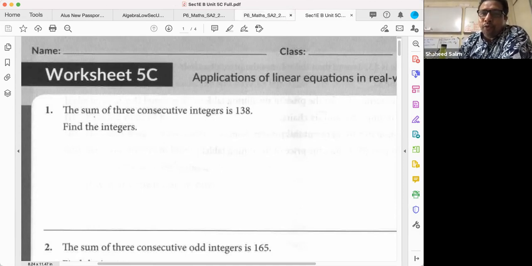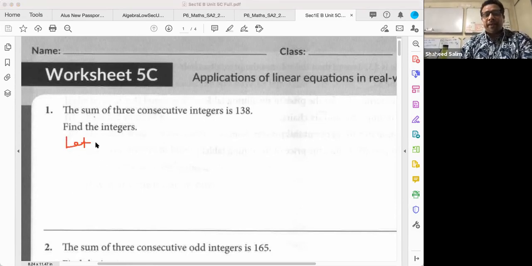So now you follow my style. This is the style you need to use in Sec 3, Sec 4. Let x be the smallest integer, smallest number. Integer means whole number that can be negative, can be positive, can also be zero. Smallest integer.